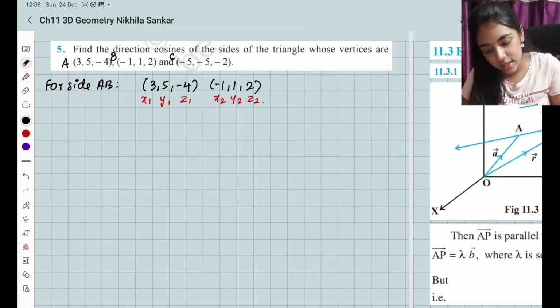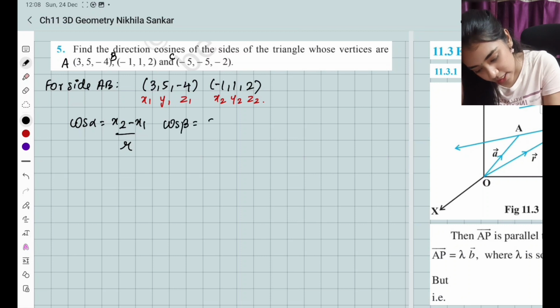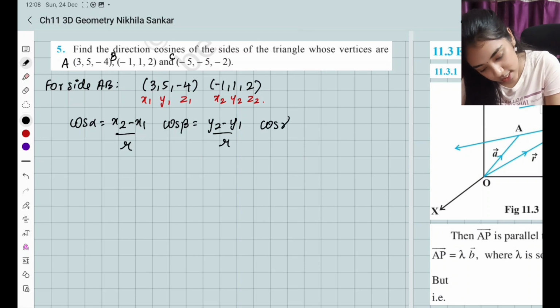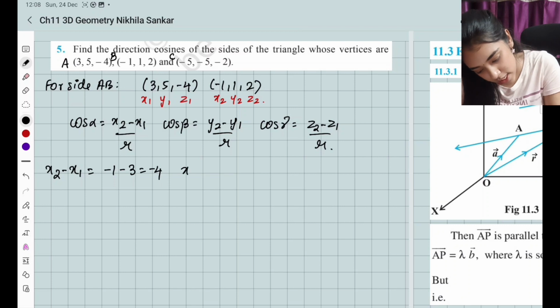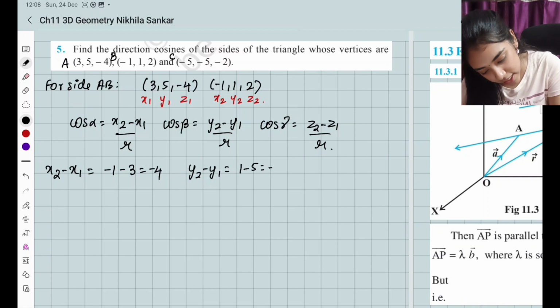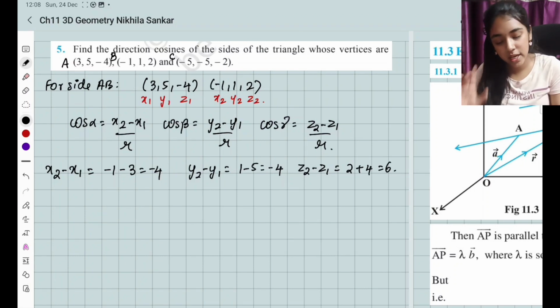Okay. And what are the direction cosines going to be? Cos alpha is going to be X2 minus X1 divided by R. Cos beta equals Y2 minus Y1 divided by R. And cos gamma equals Z2 minus Z1 divided by R. In the X2 minus X1 is going to be minus 1 minus 3 which is minus 4. Then Y2 minus Y1. First I'll write the values. Y2 minus Y1 is going to be 1 minus 5 which is minus 4. Then Z2 minus Z1 is going to be 2 minus of minus 4, 2 plus 4 which is 6. Okay. Now what is my R?